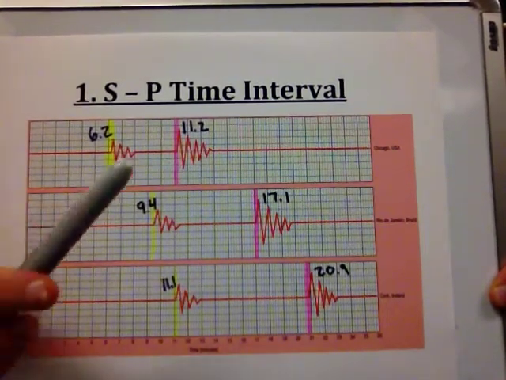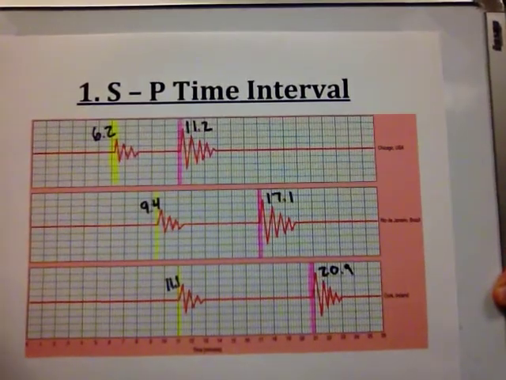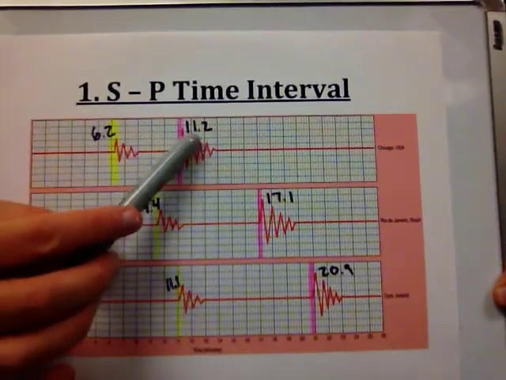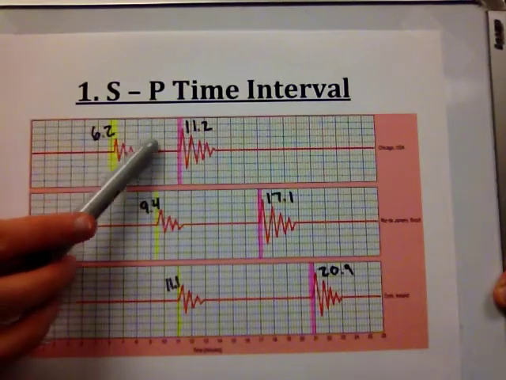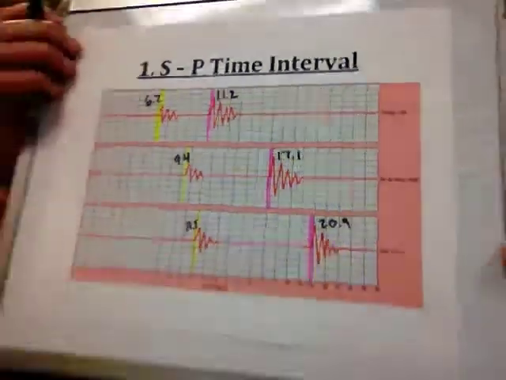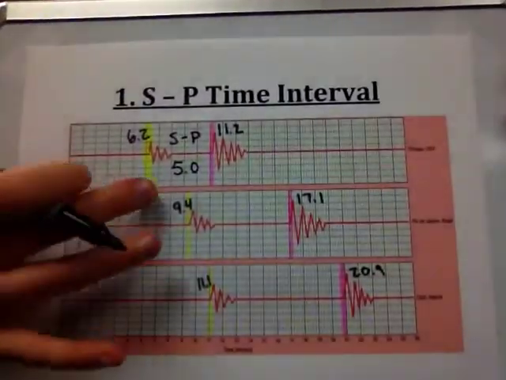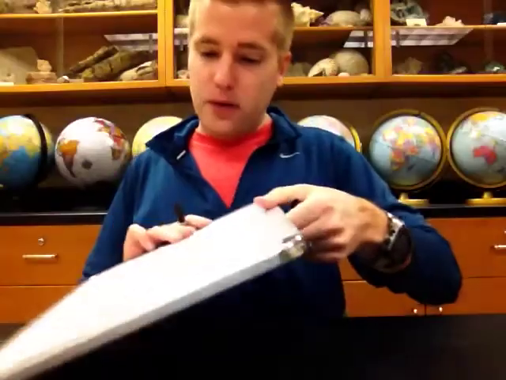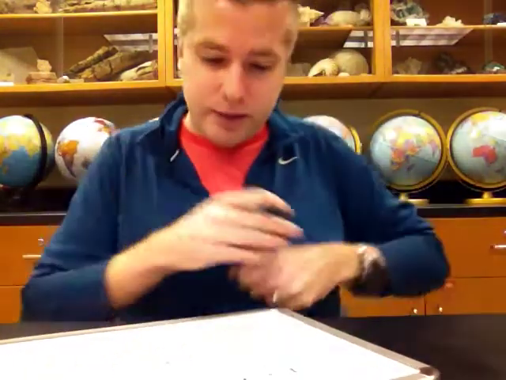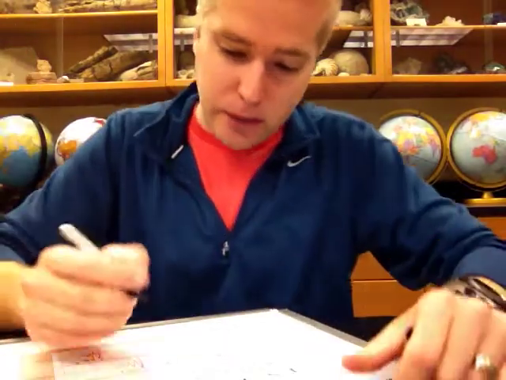What is the most important thing is what the title of this sheet is, S minus P times. So we have to take the S wave time and subtract the P wave time, and I'm going to write that in the middle between them. So 11.2 minus 6.2 for Chicago gives us an S minus P of 5.0, subtracting those two out. For Rio de Janeiro, we have 17.1 minus 9.4, which is going to give us an S minus P of 7.7 for that one.